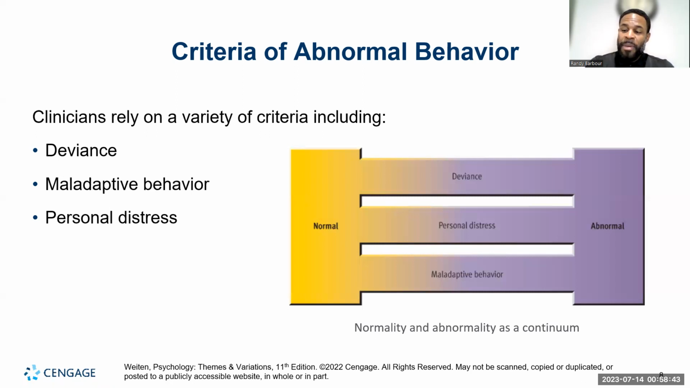Maladaptive behavior is behavior that impairs your functioning as a person, right? So if you are an alcoholic, or you have schizophrenia, and it's causing you to miss work, or causing you to exhibit different behaviors that create tension and stress in your environment, which causes negative outcomes, like losing your job or losing your home, right? That would be considered maladaptive behavior, because it's not behavior that is helping you to survive and be healthy, right?